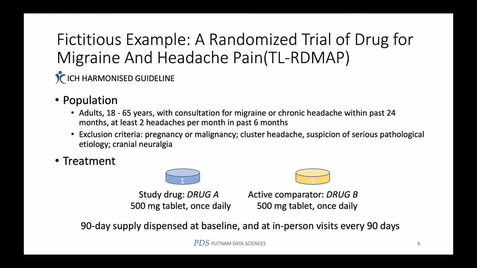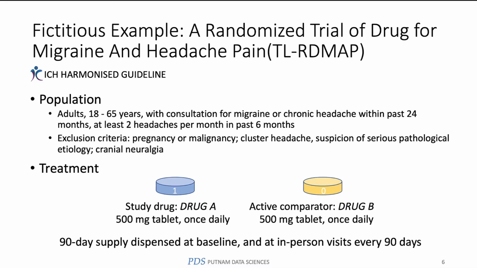So let's start off by completely specifying the background, grounding this in our example. The population of interest are adults aged 18 to 65 years who have had a consultation for migraine or chronic headache within the past 24 months and experienced at least 2 headaches per month in the past 6 months. And then on top of that, we have some exclusion criteria.